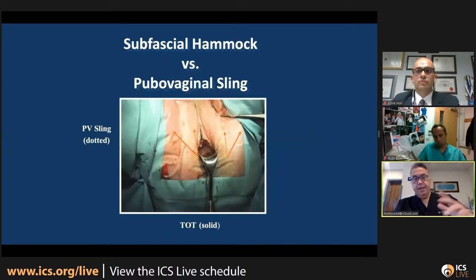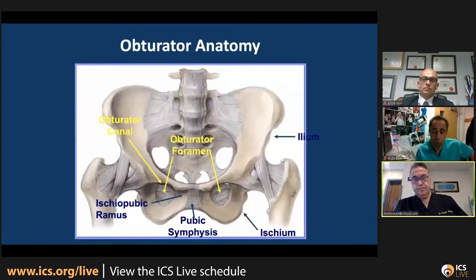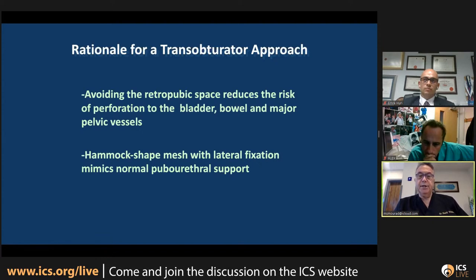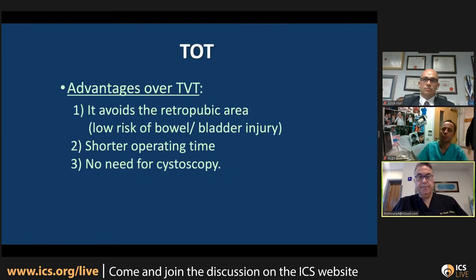And this is, again, the comparison of the pubovaginal sling, which is the dotted line. The direction is going retropubically, and the TOT with the solid lines. The obturator anatomy is very important, and I think that Dr. Emre already denoted the anatomy very well in his slides, and it is important to know well about the obturator foramen. The rationale for the transobturator approach is to avoid the retropubic space, which reduces the risk of perforation to the bladder, bowel, or major pelvic vessels. The hammock-shaped mesh with lateral fixation will mimic the normal pubic support as described.